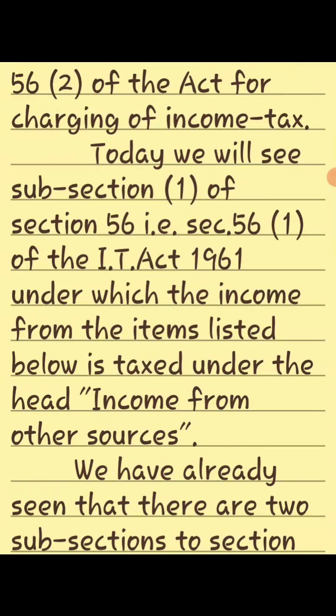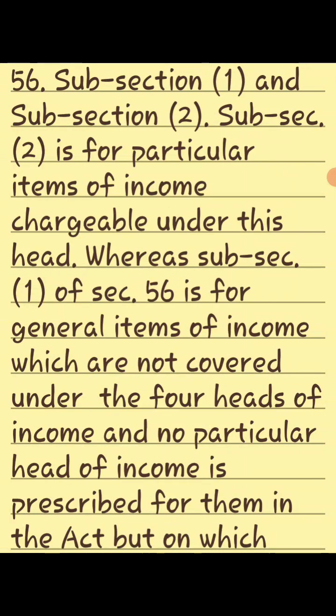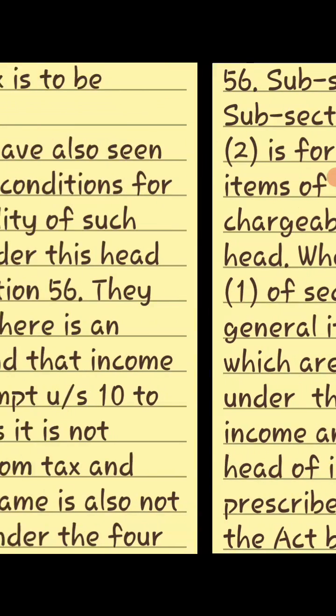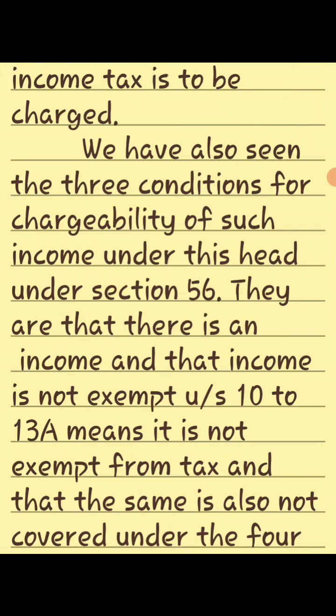We have already seen that there are two subsections to section 56, subsection 1 and subsection 2. Subsection 2 is for particular items of income chargeable under this head, whereas subsection 1 of section 56 is for general items of income which are not covered under the four heads of income, and no particular head of income is prescribed for them in that, but on which income tax is to be charged.